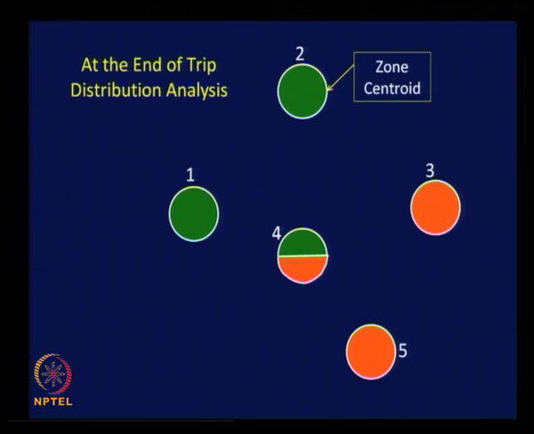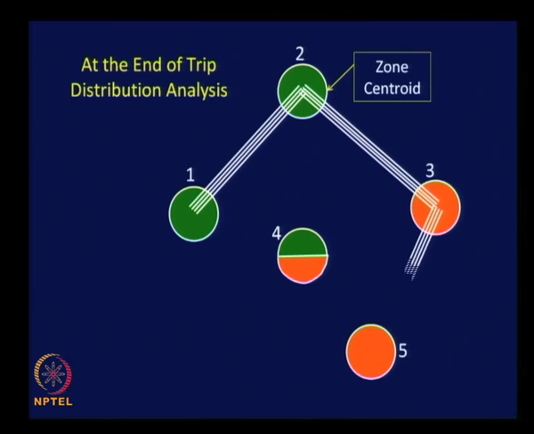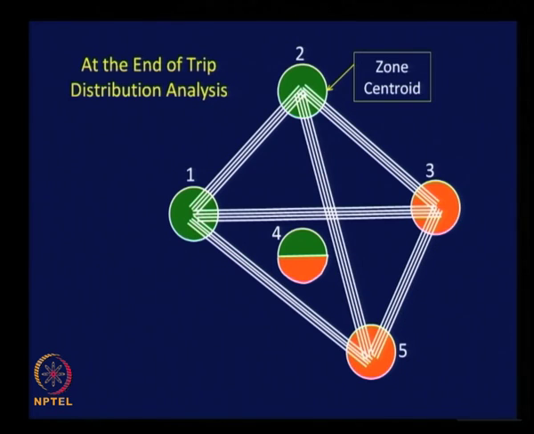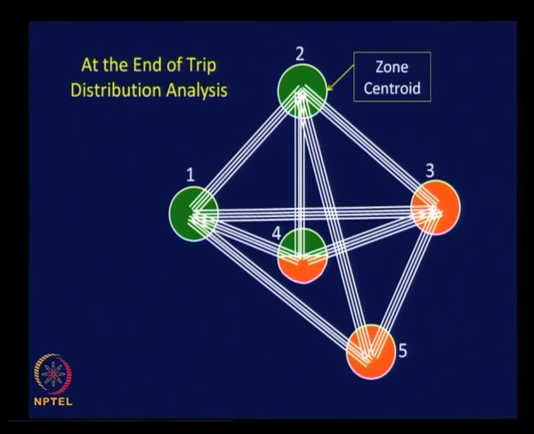I have indicated zone centroids here, right, and at the end of trip distribution analysis, this is what we have done. The number of trips connecting the centroids of different zones, interzonal connectivity was analyzed. I have shown the methodology involving just 5 zone centroids. You can extend this to any number. So this is what we have done at the end of step 3, namely trip distribution analysis.